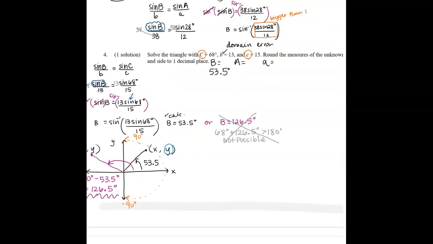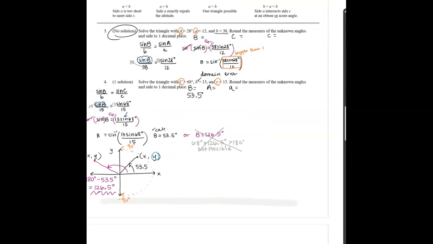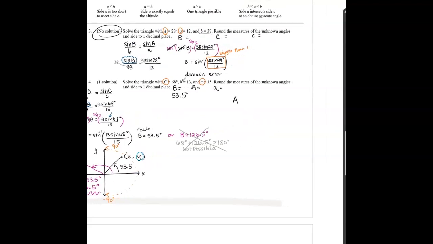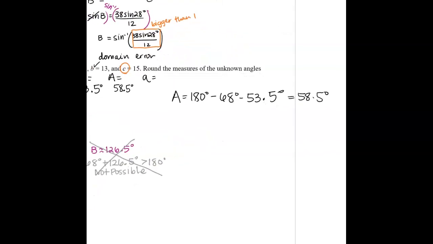From there, if we know that capital B is 53.5 degrees, well, we already knew that we had 68 degrees in the triangle. So we're then able to go on and find capital A because we know the other two angles in the triangle. So I'm going to subtract what we know from 180 degrees to find that capital A is 58.5 degrees. Now that we know capital A, we can now use a version of law of sines that has little a in the numerator. So now I'm using the version with little a on top because that's what I want to solve for.